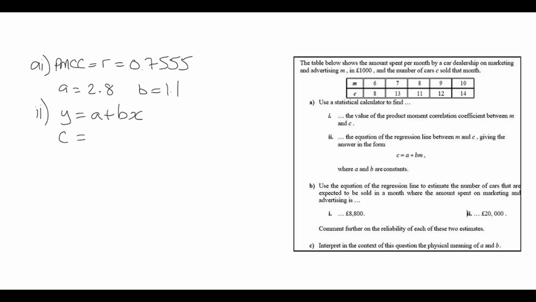So starting with y equals a plus bx, I'm just going to substitute the appropriate values. So instead of y, we're looking at the number of cars that are meant to be sold. A, the intercept, is 2.8, the gradient is 1.1, and instead of x, we're looking at the monthly spend on advertising and marketing. So this is the regression line.